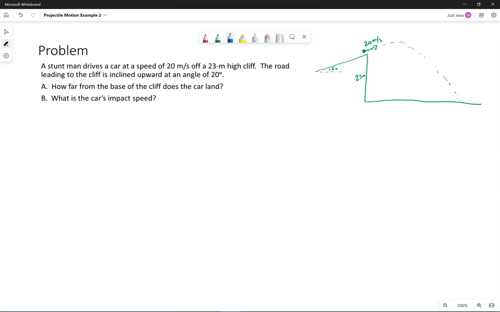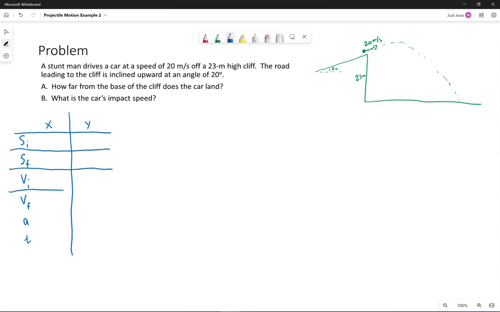Okay, the first thing to notice, this is not going to be straight line motion. The car is not going to move in a straight line, which means we need to break our information up and look at everything in terms of X and Y. So not straight line motion means two-dimensional motion.